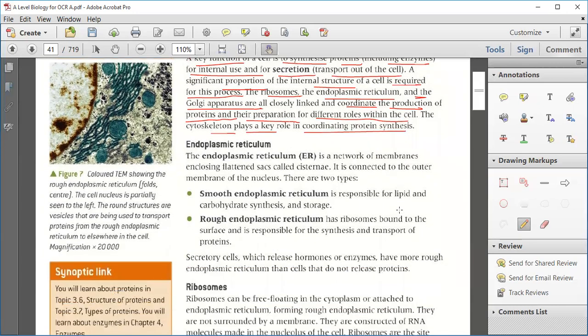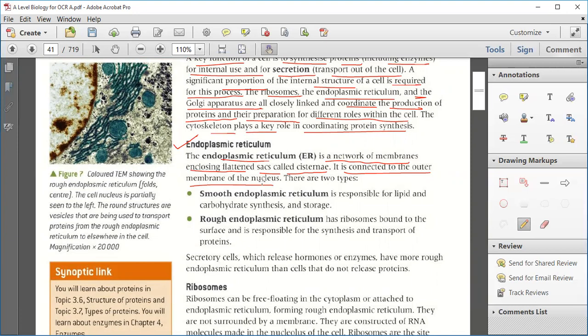Now we have the endoplasmic reticulum, that is ER. ER is a network of membranes enclosing flattened sacs called cisternae. These are connected to the outer membrane of the nucleus. The first one is the smooth endoplasmic reticulum and the other one is the rough endoplasmic reticulum.